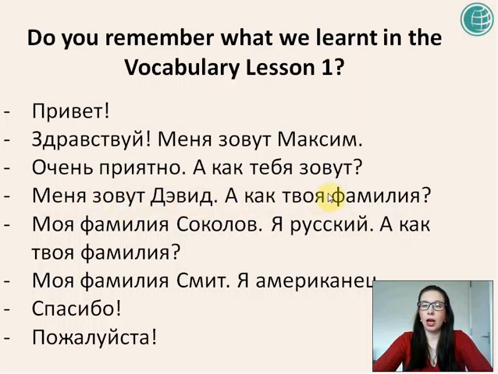А как твоя фамилия? And what is your surname? Моя фамилия Соколов. My surname is Sokolov. Я русский. I'm Russian. А как твоя фамилия? And what is your surname? Моя фамилия Смит. Я американец. My surname is Smith. I am American. Спасибо. Thank you. Пожалуйста. You are welcome. These are all expressions that we already know.